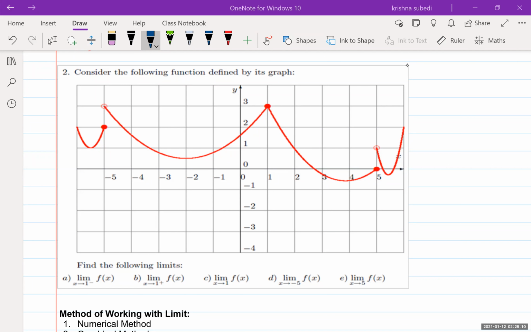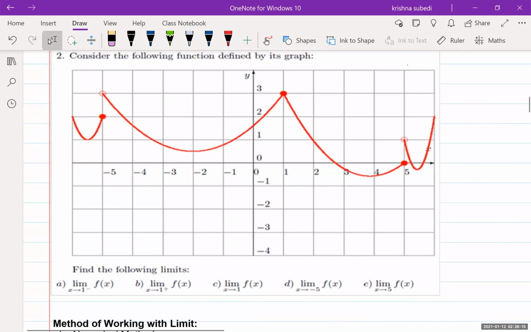Okay, you guys had a few minutes to work on this example too, and let us check the answers now, okay? Limit x tends to 1 from the negative side. Negative on the top means left-hand limit. So x is 1. 1 is here. A little bit on the left-hand side, the answer is 3. A little bit on the right-hand side, still the answer is 3. So therefore, this is 3, great.